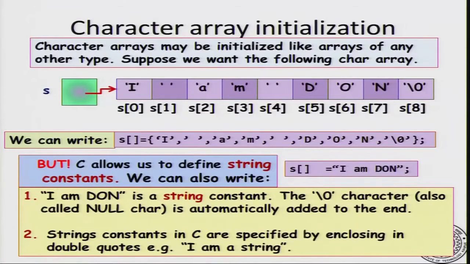In every string constant, that is, in a string enclosed in double quotes, the null character is automatically added to the end. I want you to note this difference: here we explicitly gave a null character at the end, here you do not have to give that. Now, C string constants are specified by enclosing some text within double quotes. For example, "I am a string" within double quotes.